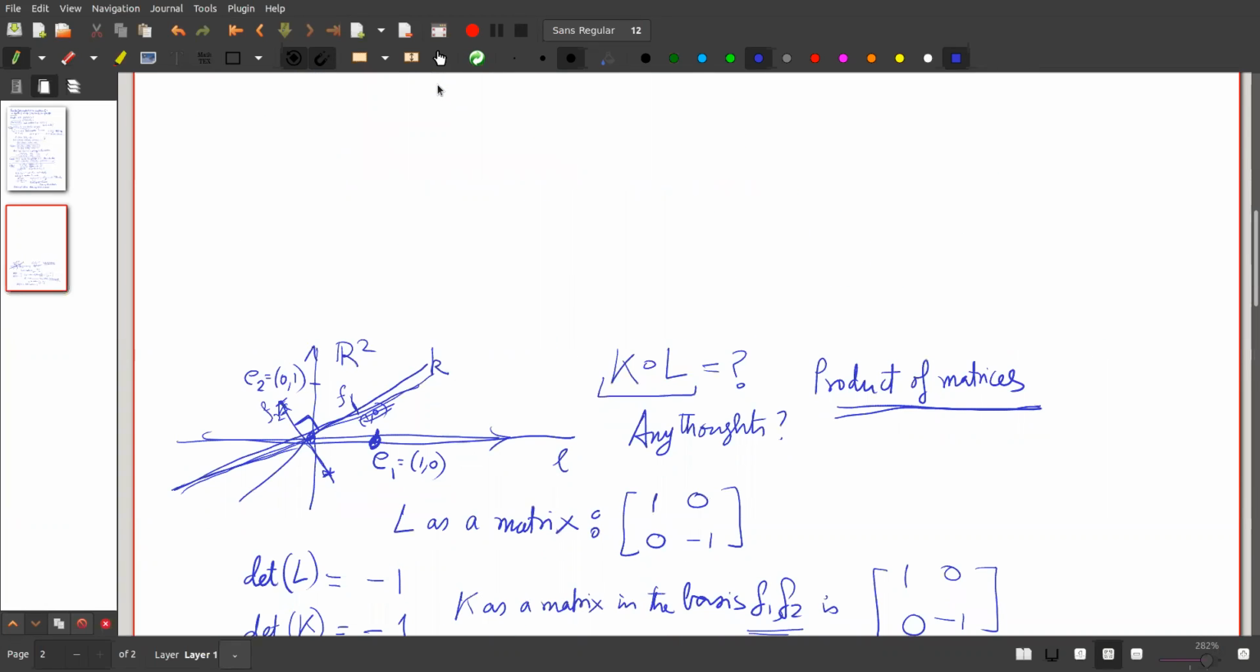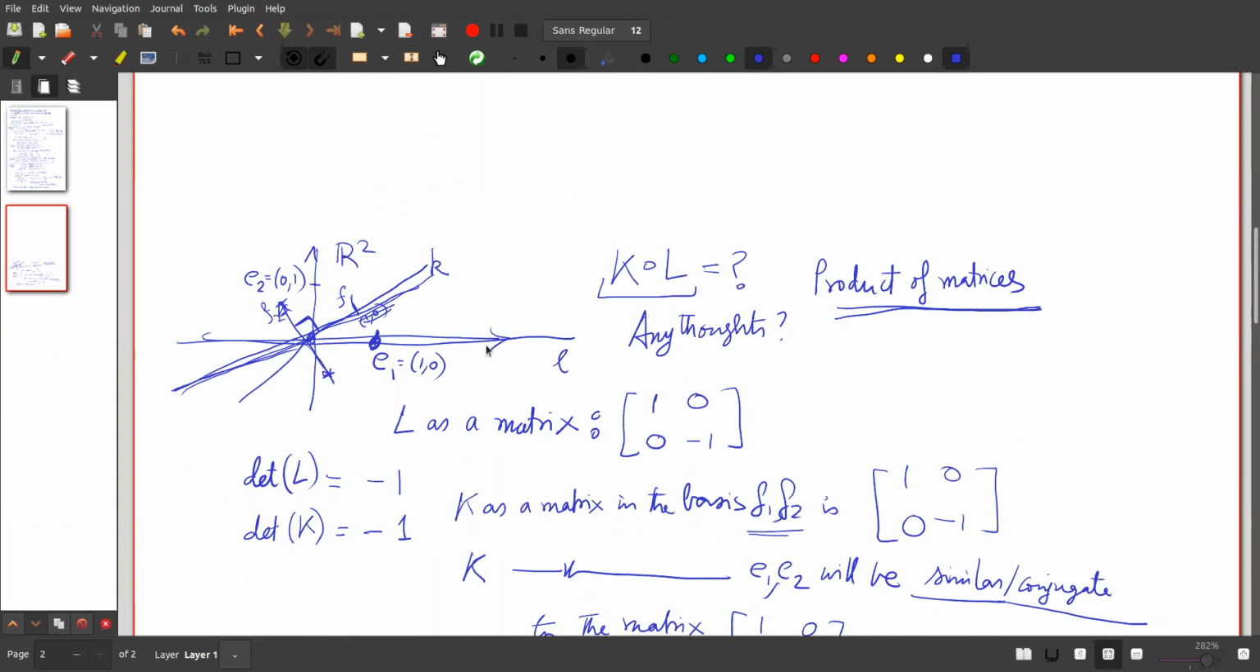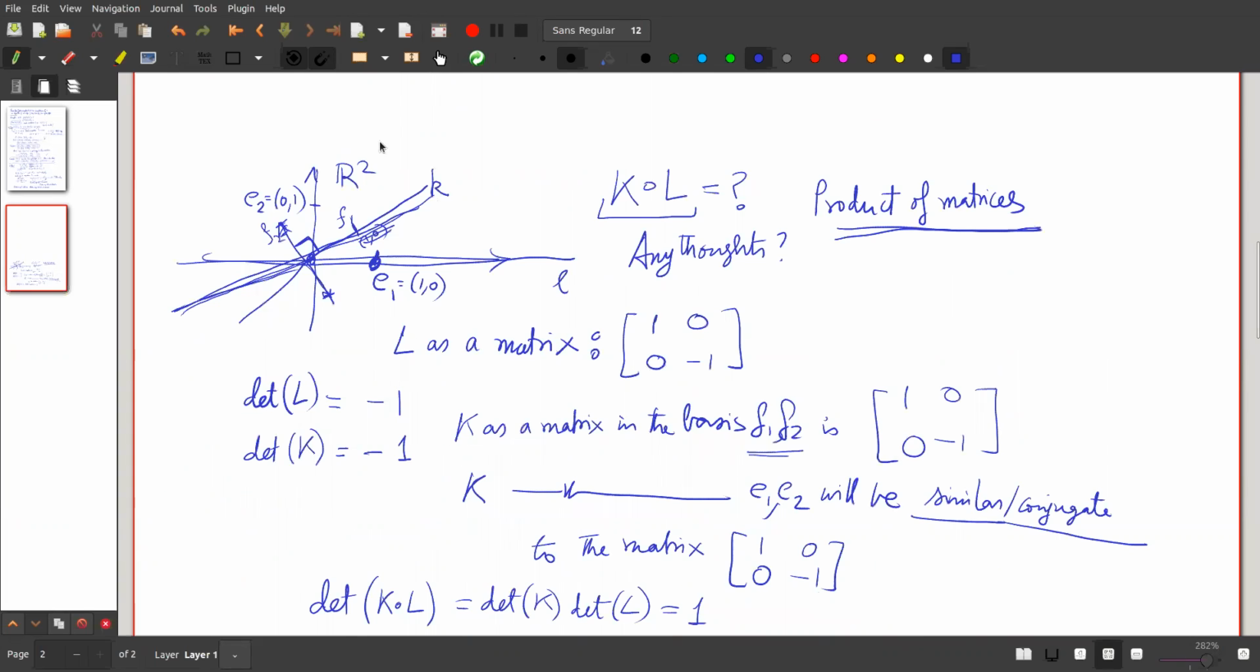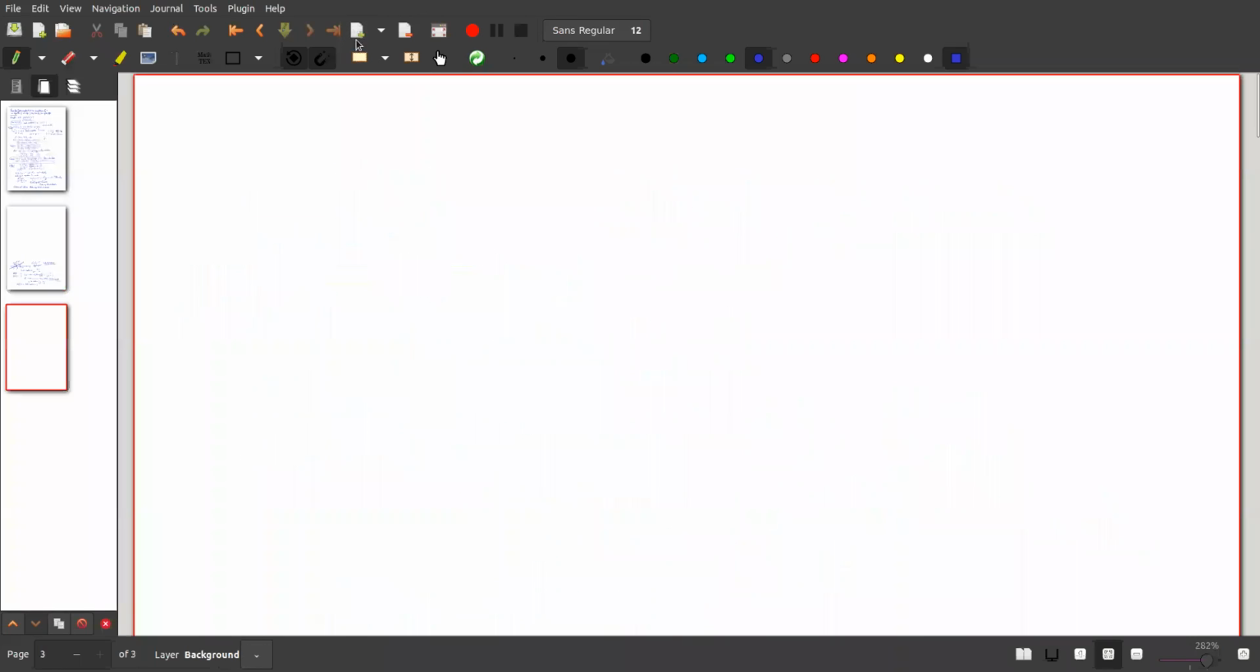I don't understand why this goes upside down. Okay. I'm always puzzled by this. Okay. So let me, yeah, it's on top of the third page.